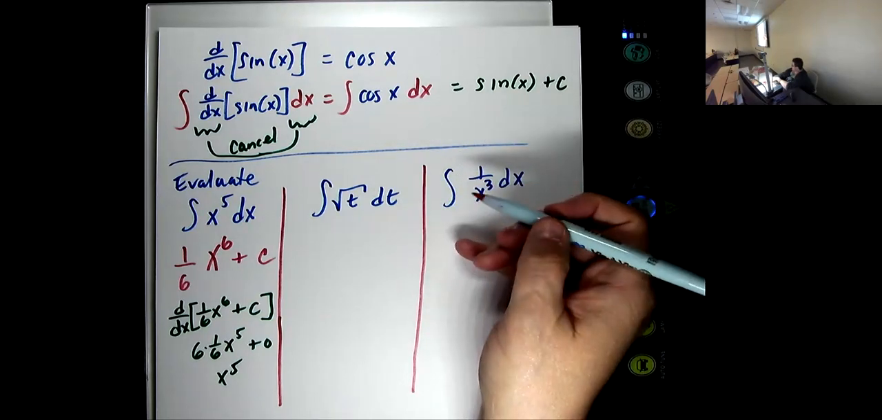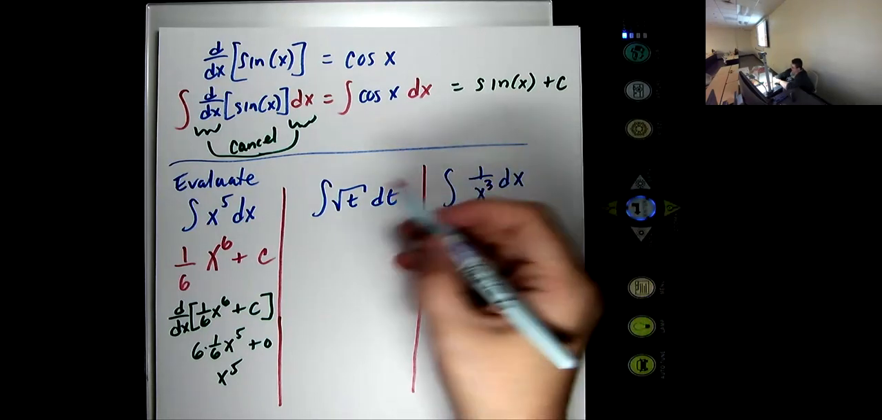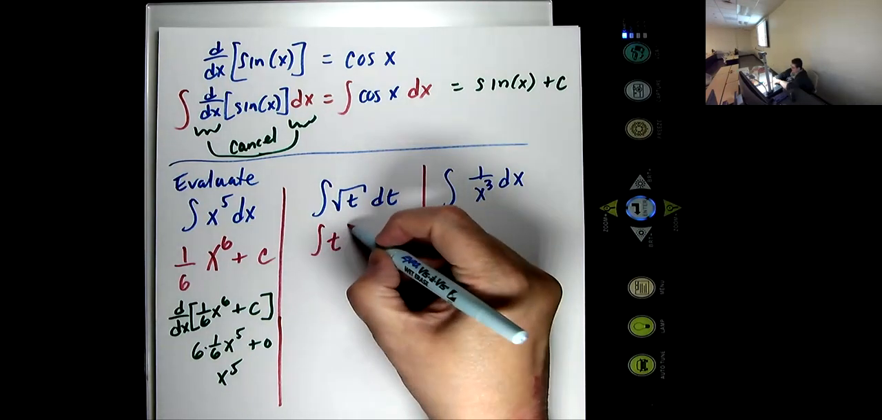This is surprisingly unhelpful in the form it's in. This is a lot easier if we rewrite it as t to the 1/2.